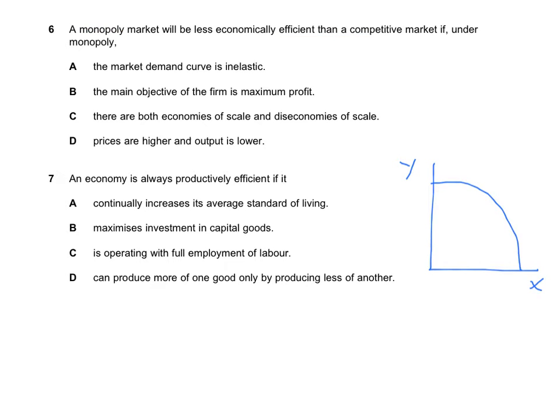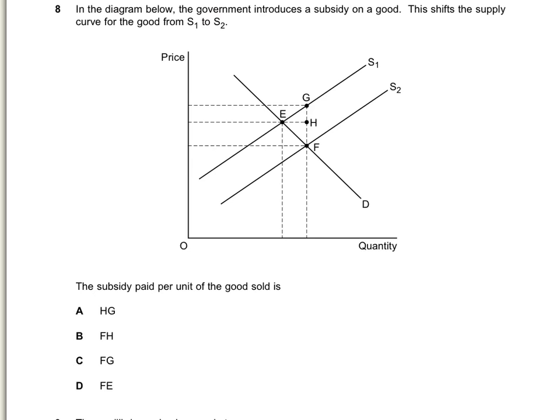Question 7, I've simply added a production possibility frontier, PPF on the right hand side, and productive efficiency always exists along the PPF, so any point along this PPF. So looking at the options, productive efficiency can only happen when you can't get a better outcome. So the answer is D, because anywhere along that line I can only produce more of one by giving up more of the other.